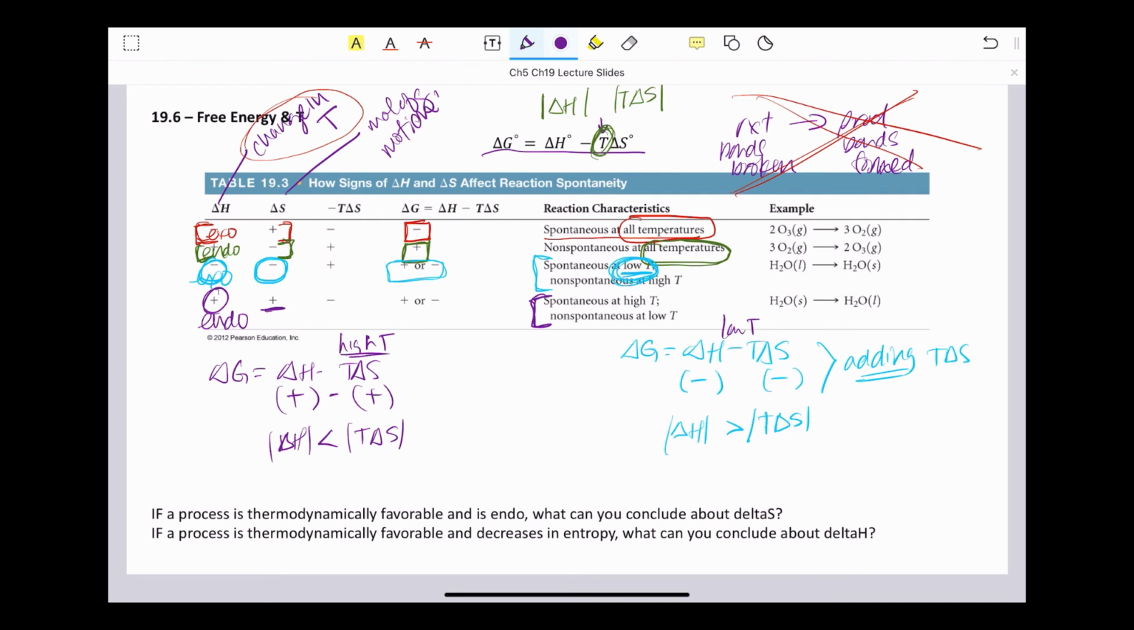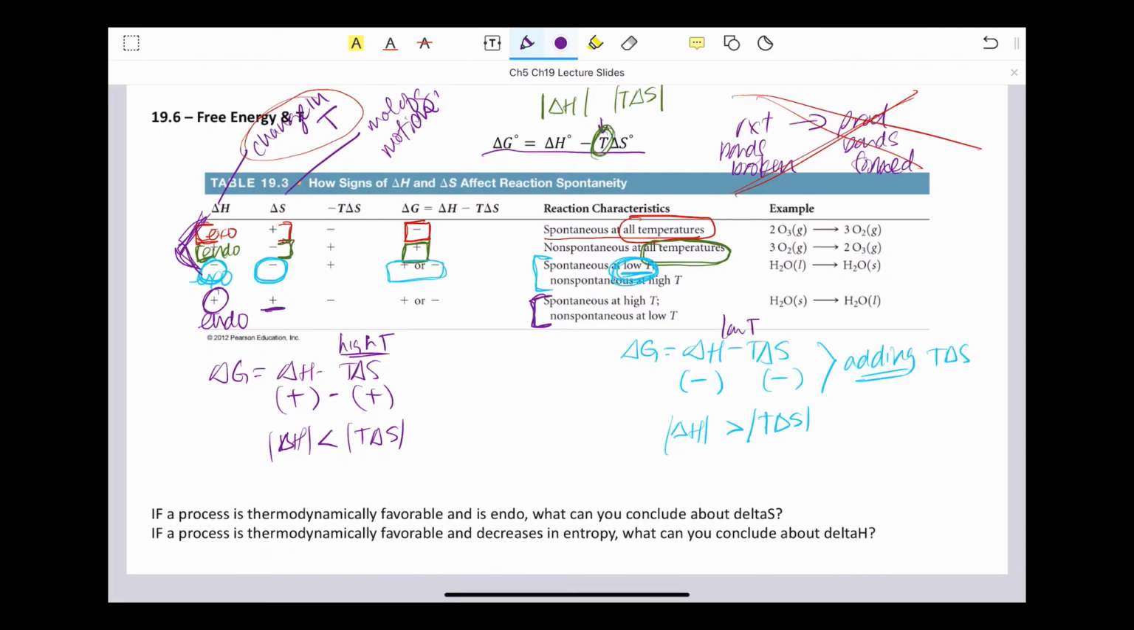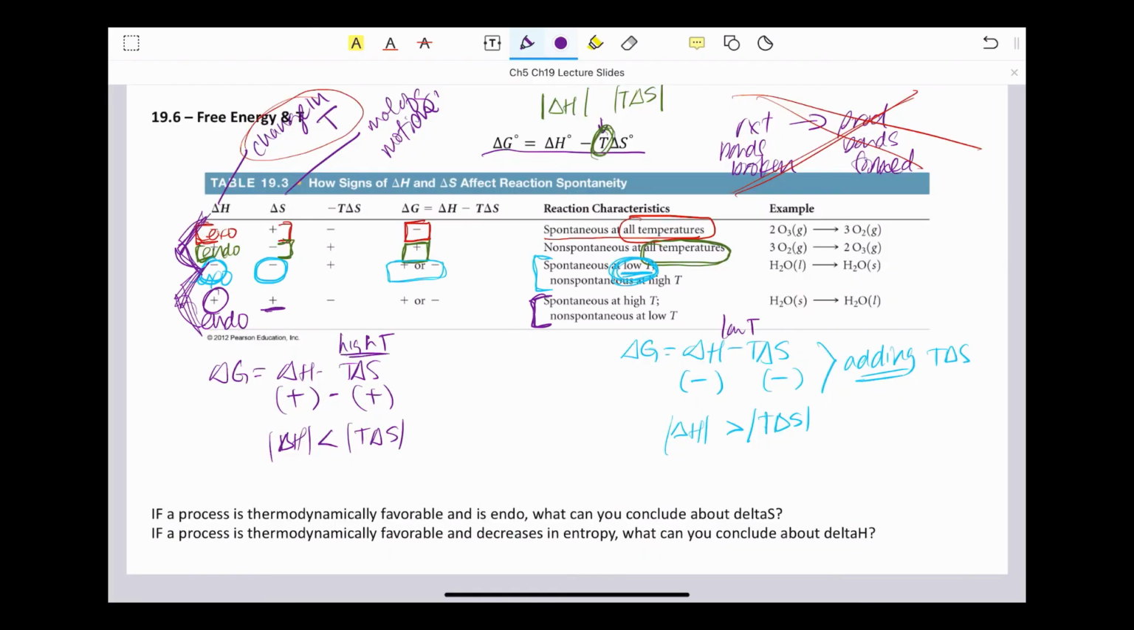And so if we look at these scenarios, these first two have both terms either favorable or unfavorable, so temperature has no impact. Then we have the last two scenarios where one term is favorable and one term is not, which is why temperature then becomes a factor there. Yes? Okay. So some follow-up questions at the bottom.